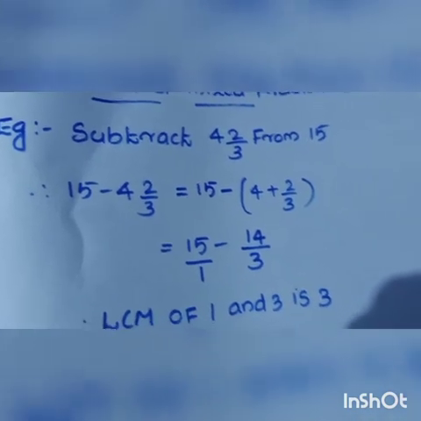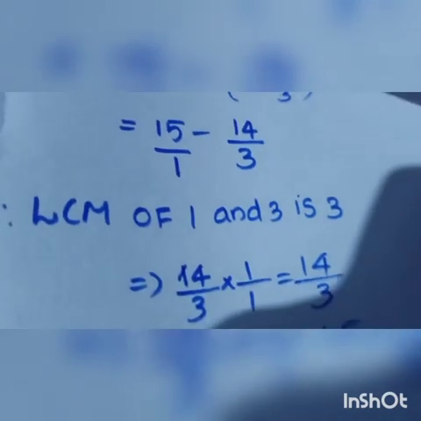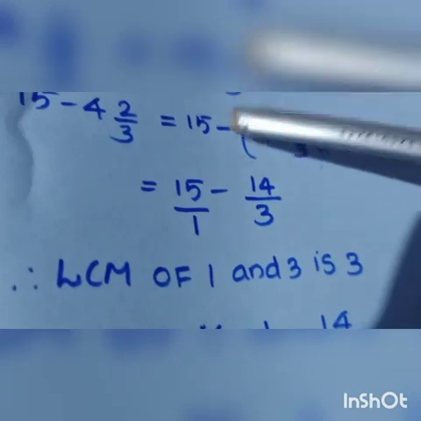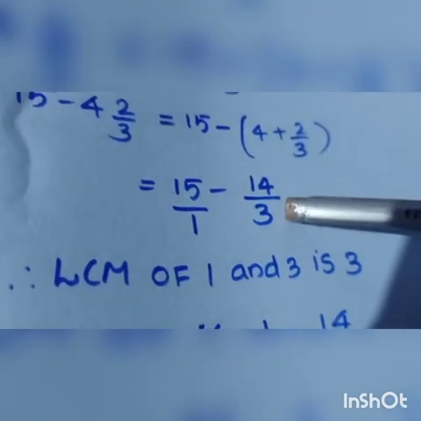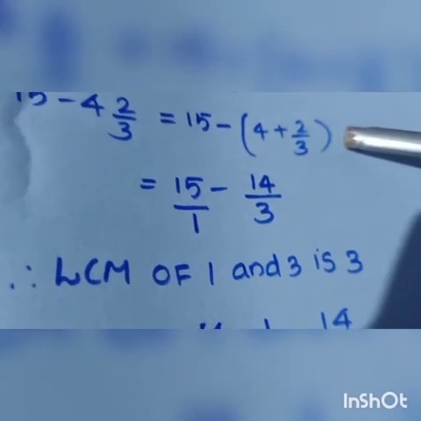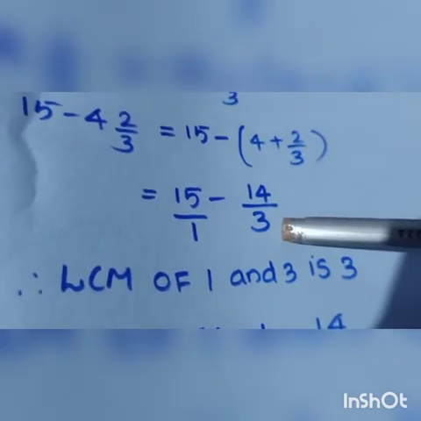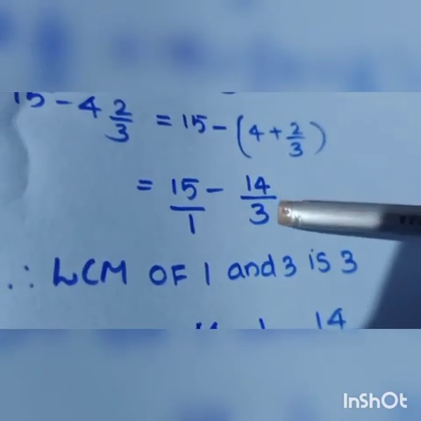Convert to improper form, which is equal to 4 into 3 is 12, 12 plus 2 is 14. That is 14, whole divided by the denominator 3. So it is written in this form: 15/1 minus 14/3.